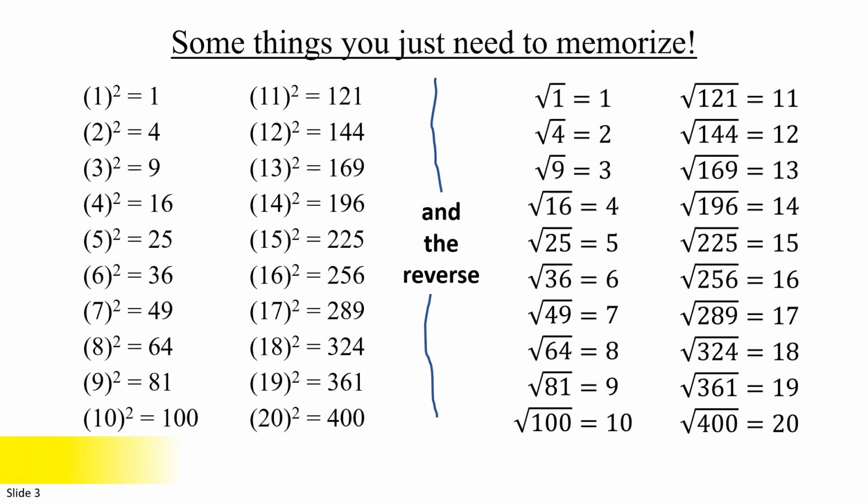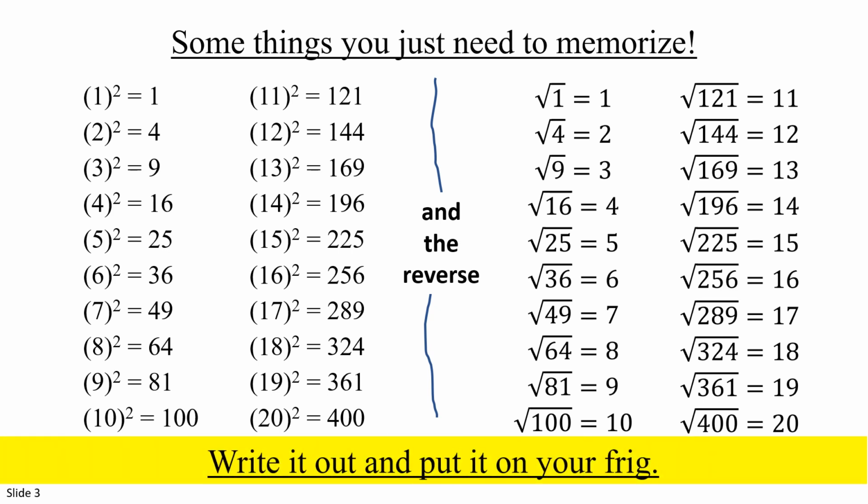Because these numbers keep coming up. If you have to stop every second to pull out your calculator and do these, it's going to slow you down. You're going to lose focus of where you are in the problem. So the best thing to do is to write it out and put it on your fridge. Because every time you go open the refrigerator door, you're going to see the numbers, and you're going to start to recognize these special numbers.